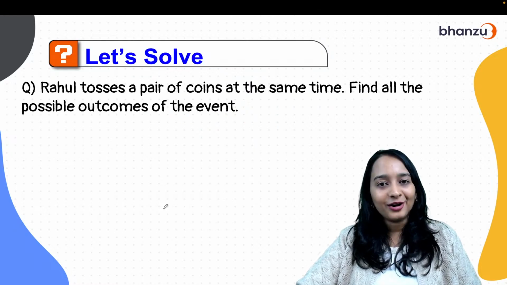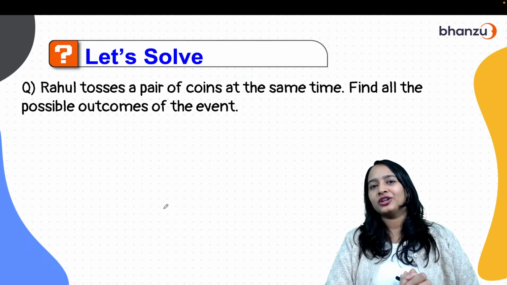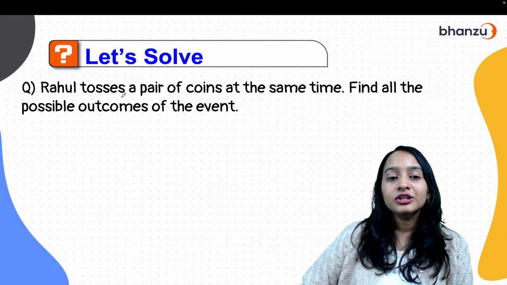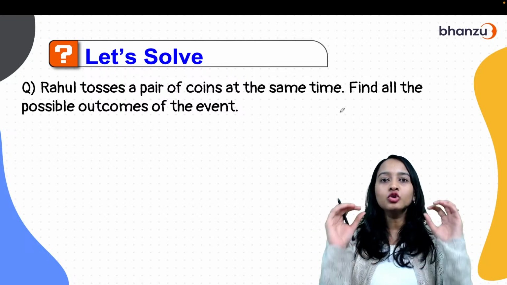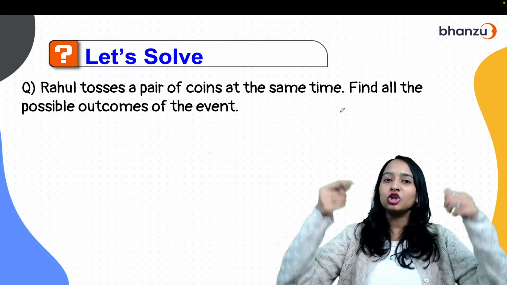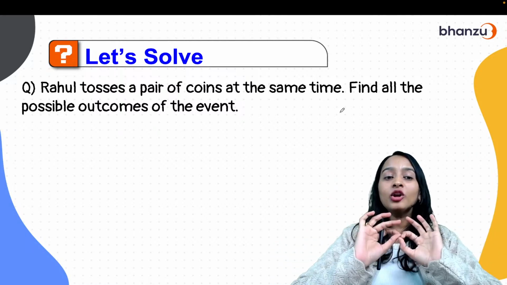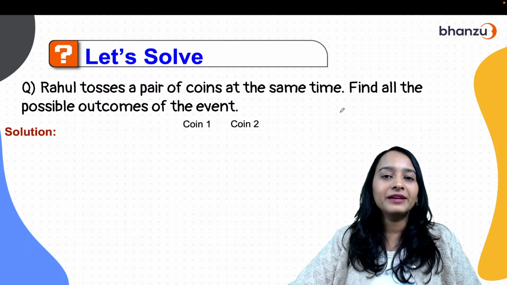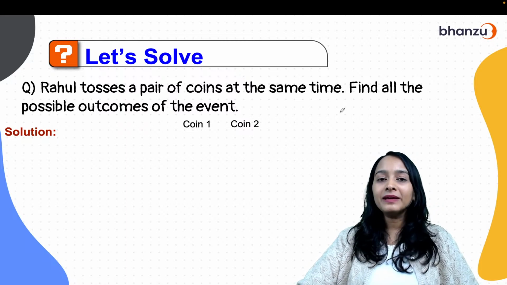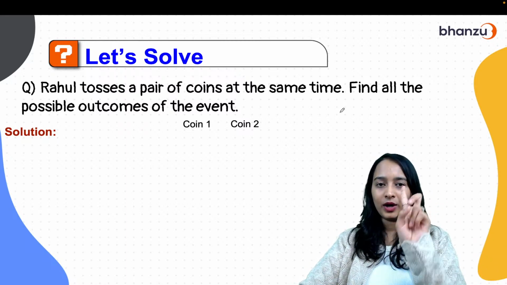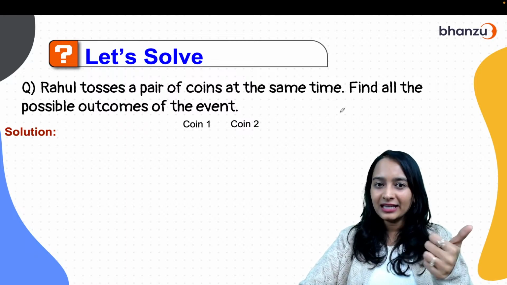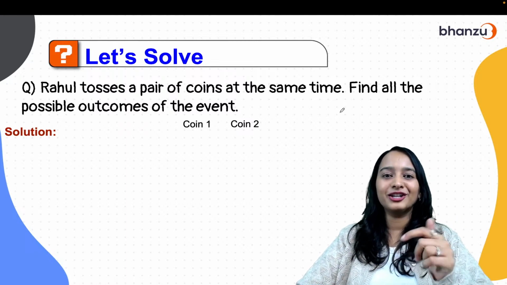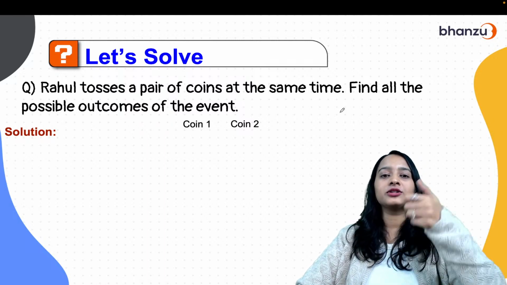Now let's solve a question here. Rahul tosses a pair of coins at the same time. Okay, there are 2 coins and he is tossing both of them at the same time. Find all the possible outcomes of the event. So what do we have? We have 2 coins, coin 1 and coin 2. For example, I have 1 coin that I am tossing and suppose you also have 1 coin that you are tossing. So both of us will toss together.